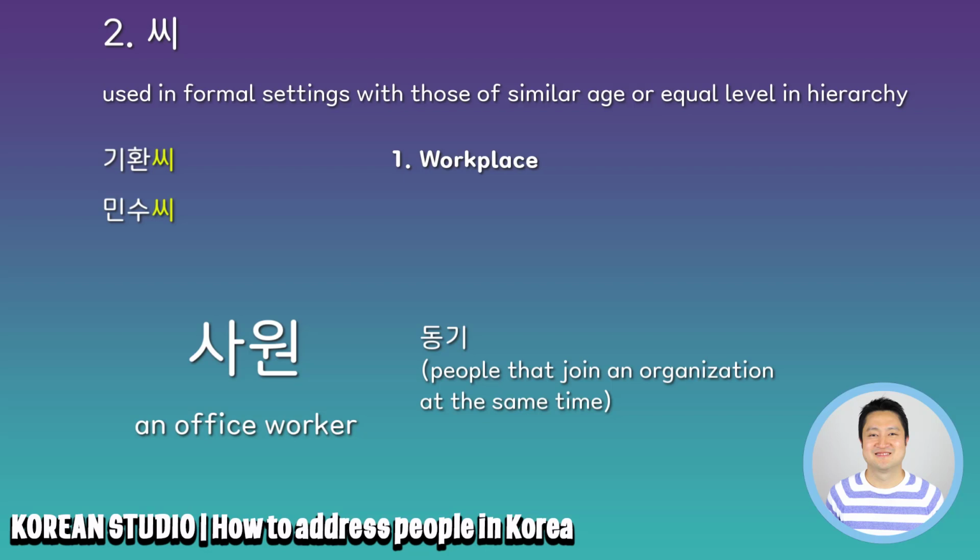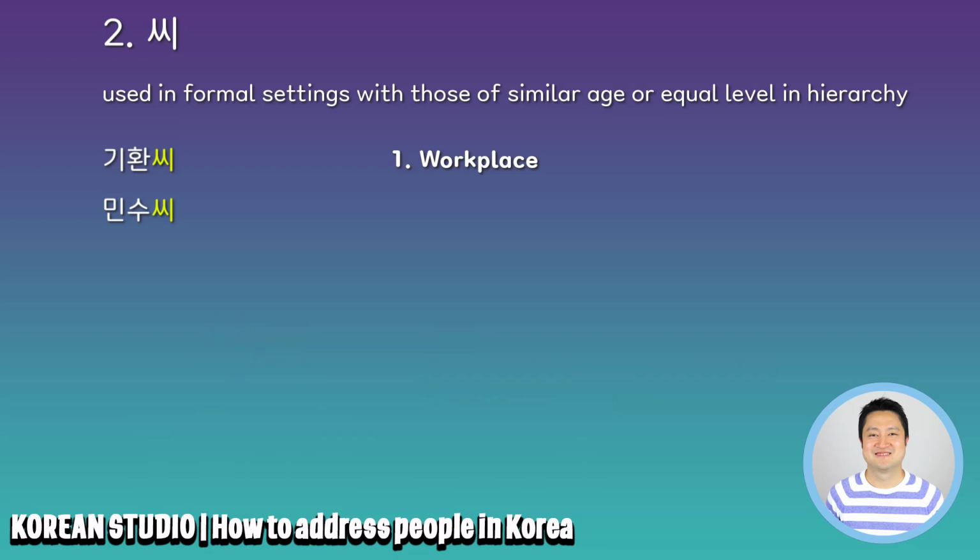And even amongst 동기, there can be a significant age gap, especially between men and women, as Korean men have to do mandatory military service. However, even if there is a significant age gap, let's say 5 or 6 years between two 동기, as those joining the company together at the same time are considered as being equal, 동기, they would address each other using 씨 at the end of each other's names.